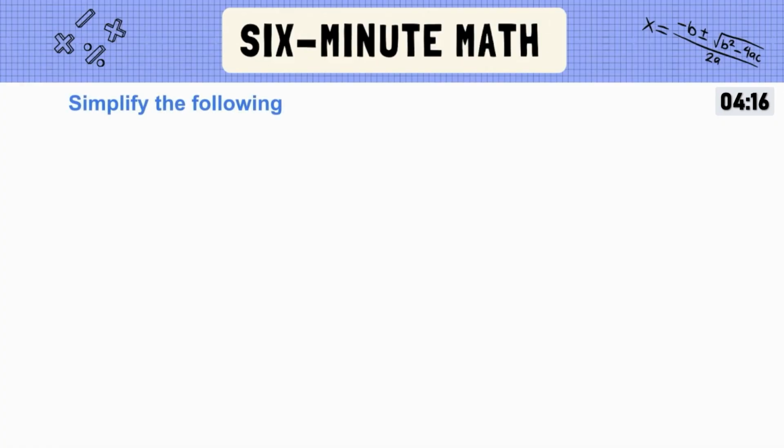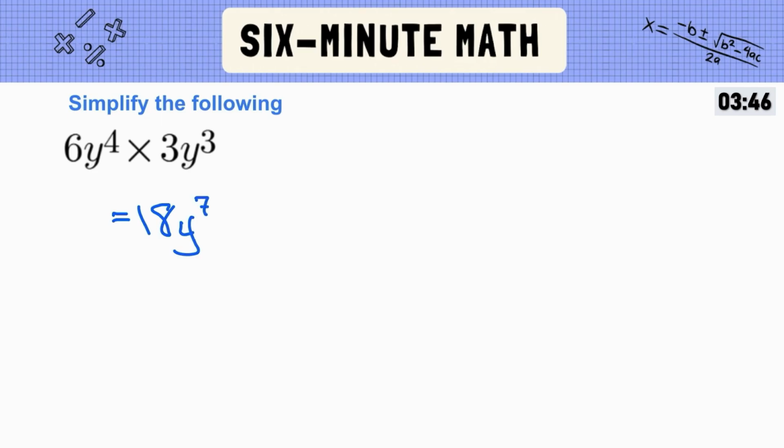How about if I were to simplify 6y to the power of 4 times 3y cubed? Again, I multiply my coefficients together. 6 times 3 is 18. And how many variables do I have? Well, I have 4 y's multiplied together and 3 y's multiplied together. If I put those together, I would have y to the power of 7.